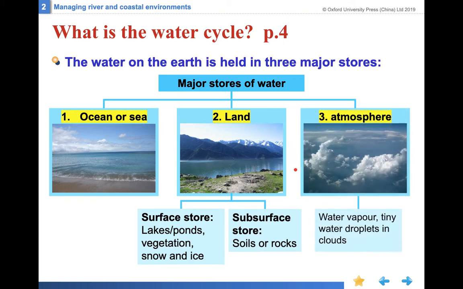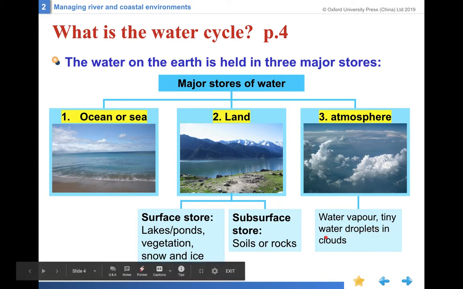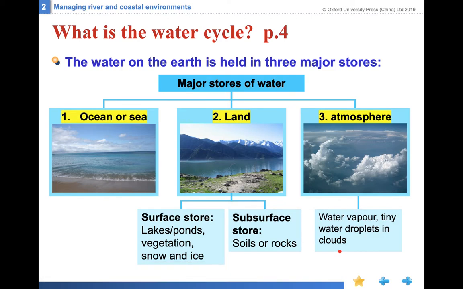And of course, our atmosphere, okay? For instance, water vapor or the water droplets stored in the clouds are also one of the homes, or what we call the storage, of the water.